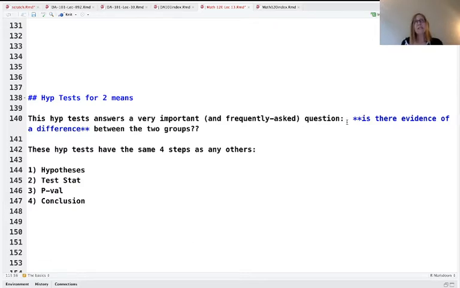All hypothesis tests answer a question. And these tests answer this really natural and really important question. Is there evidence of a difference between these two groups? We know every time we take a sample, it's going to be a random sample, things can play out differently. Do we have strong evidence, statistically significant evidence, that there's some kind of difference between population 1 mean and population 2 mean?